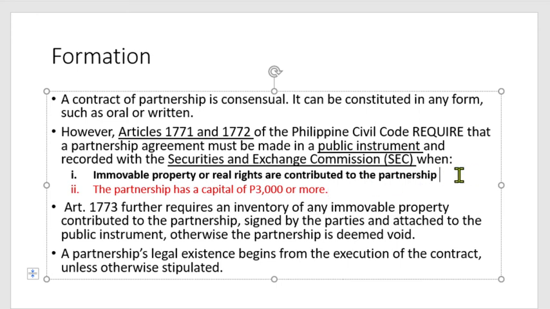This is or. So, kahit isa lang dyan. Dito pa lang sa 3,000 or more, halos wala nang papasok ng below 3,000. So, more or less, halos lahat ay naka-public instrument at naka-Securities and Exchange Commission na. Next, Article 1773 further requires an inventory of any immovable property contributed to the partnership signed by the parties and attached to the public instrument. Otherwise, the partnership is deemed void.